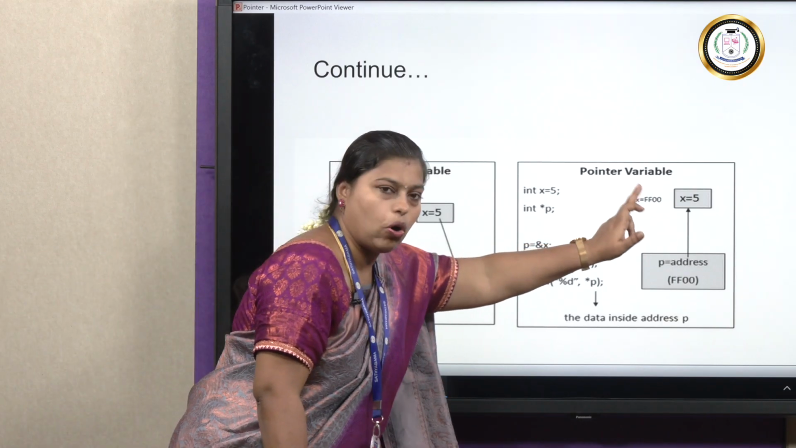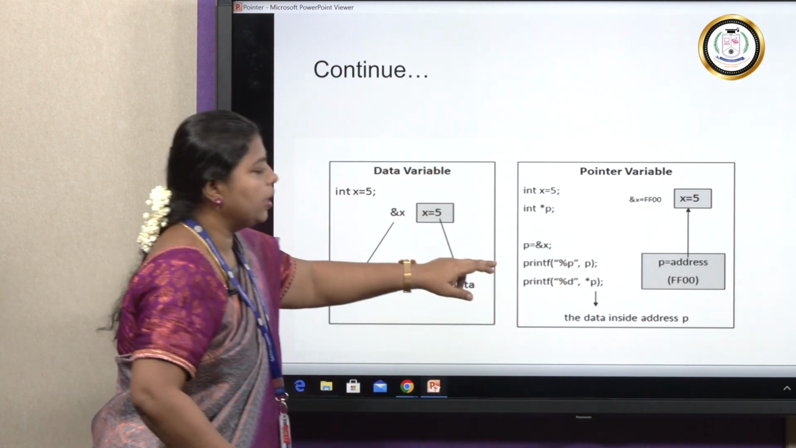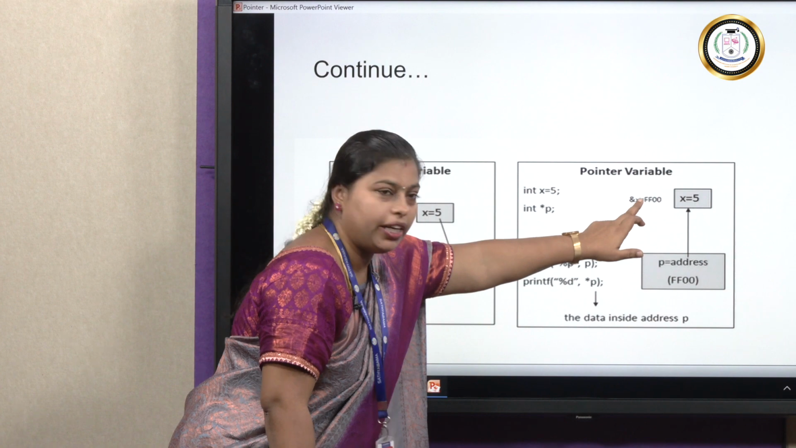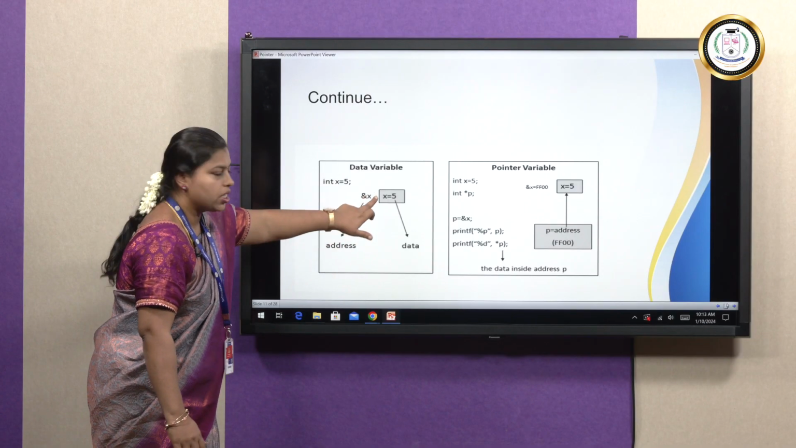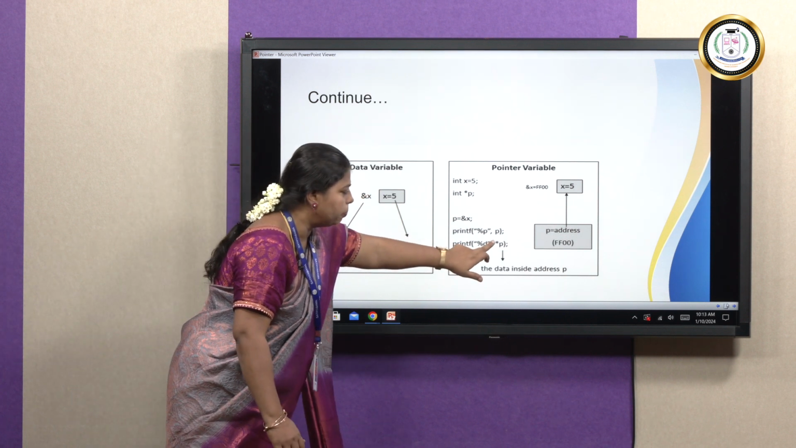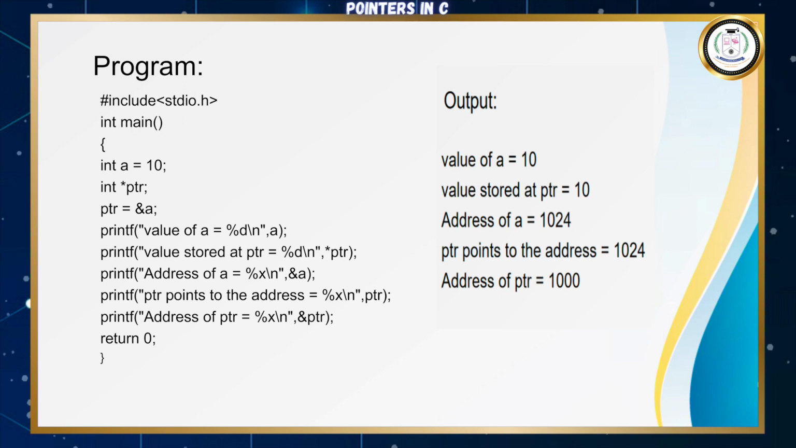So x is the normal variable and whatever value we have assigned here is 5, and the address of the variable will be ff00. Ampersand x will be the address of the variable and star p will be the value at the address. So consider the program for pointer.